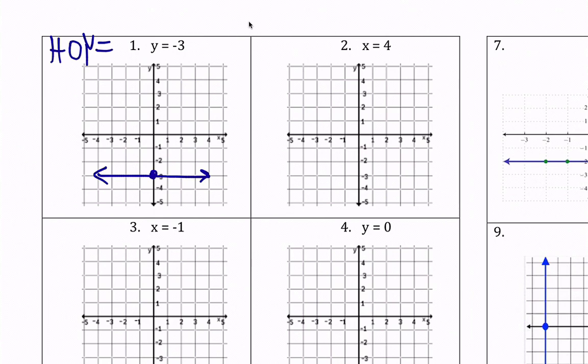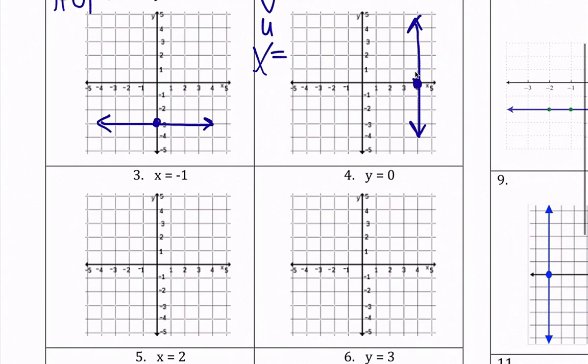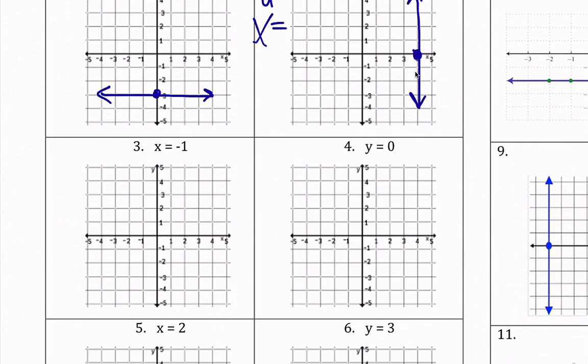Okay, on number 2, I see x equals, so that's VUX. And it says x equals 4, so on the x-axis, I need to go put a dot at 4. And V stands for vertical, so I need to draw a vertical line through that point. So this is what x equals 4 looks like. Okay, number 3, I see x equals, so that's VUX. It says x equals -1, so on the x-axis, put a dot at -1. Since it's VUX, V is vertical, so I need to draw a vertical line through that point.